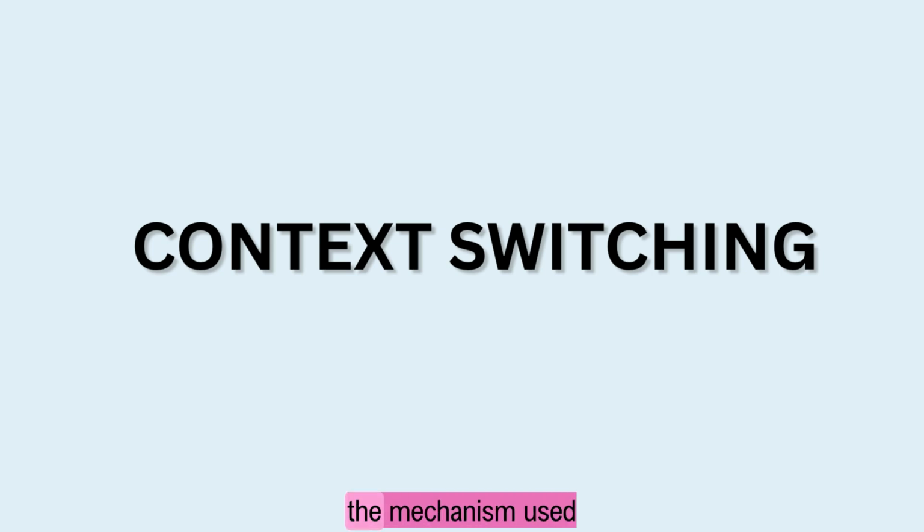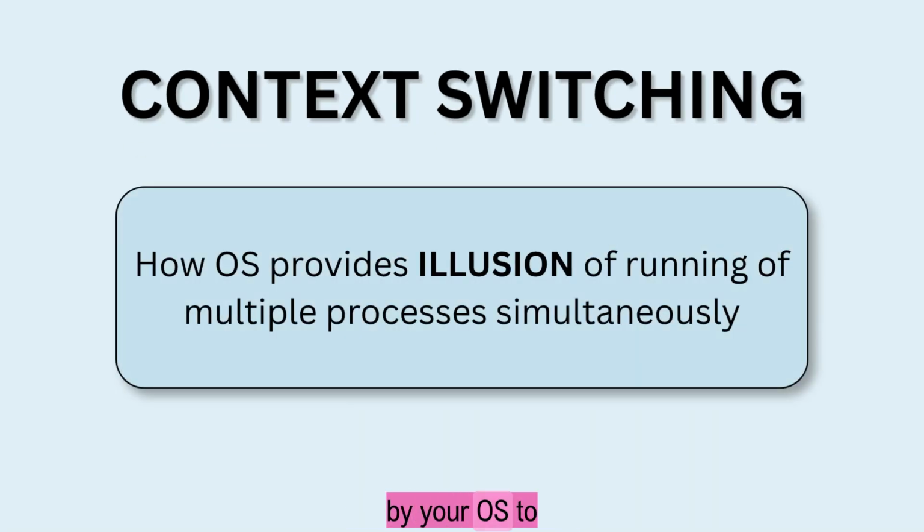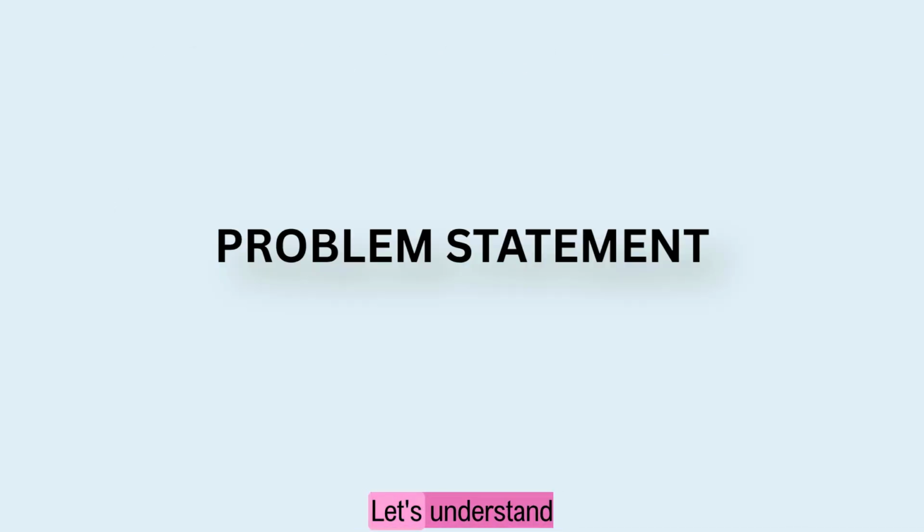Context switching is the mechanism used by your OS to run multiple processes on a single CPU core, giving the illusion that all of them are running at the same time. Let's understand the problem statement first.